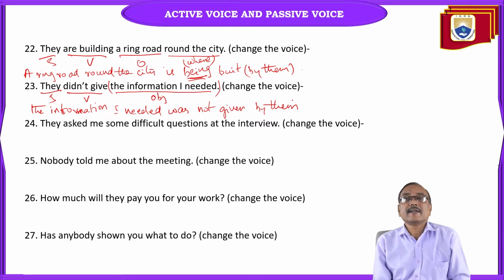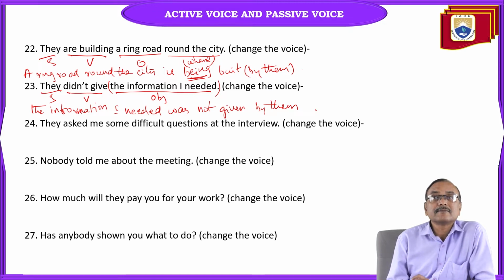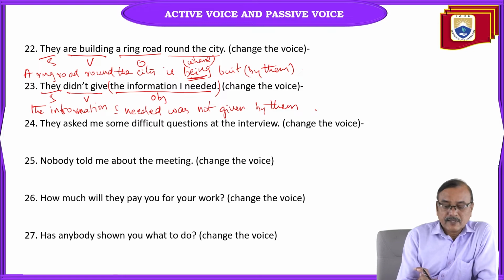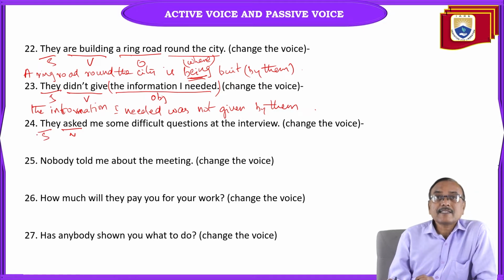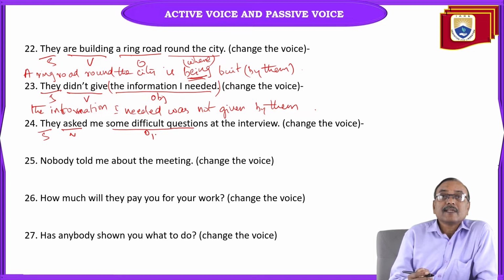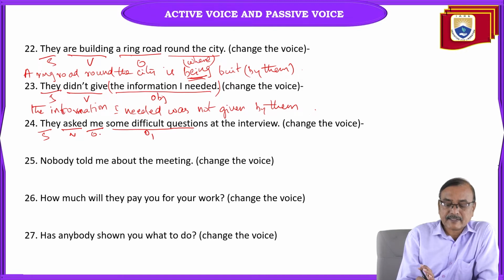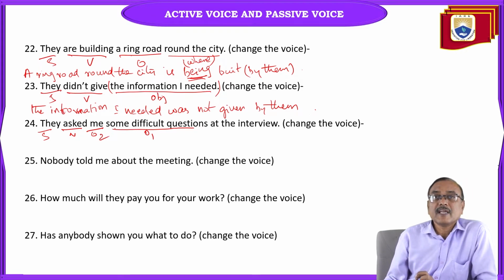The information I needed was not given by them. Right? Next. They asked me some difficult questions at the interview. So, what is that question here? Asked is the verb. They is the subject. They asked what here? Some difficult questions. This is direct object 1. They asked some difficult questions to whom? To me. This is indirect object. This is object 2, at the interview.